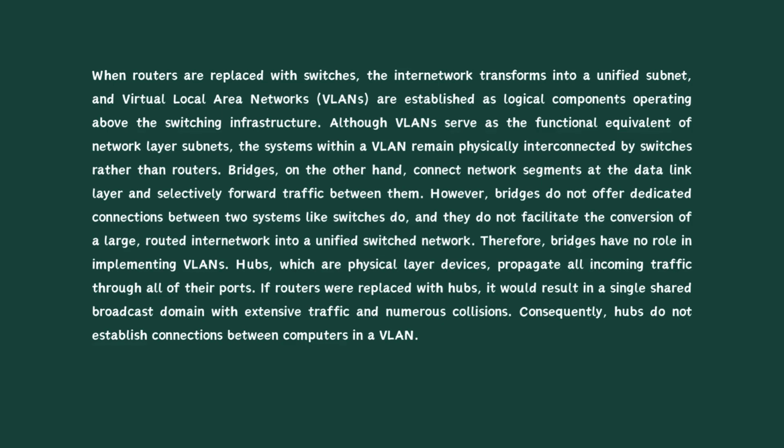Hubs, which are physical layer devices, propagate all incoming traffic through all of their ports. If routers were replaced with hubs, it would result in a single shared broadcast domain with extensive traffic and numerous collisions. Consequently, hubs do not establish connections between computers in a VLAN.